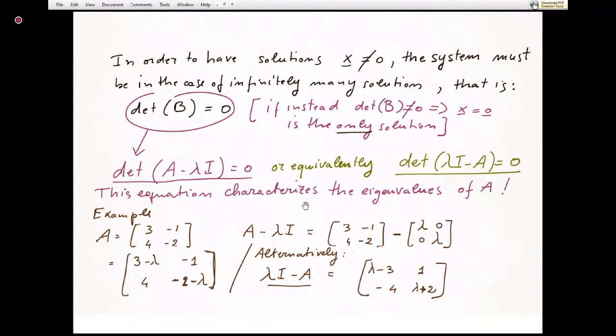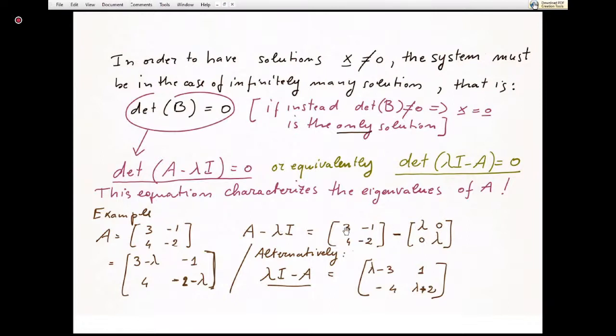And the eigenvalues are called characteristic roots. Here is a very simple example with our matrix, which shows how it works. A is our matrix, 3 minus 1, 4 minus 2. First, I have to build my A minus lambda identity, which means, remember that lambda identity is a scalar matrix, it is this one.